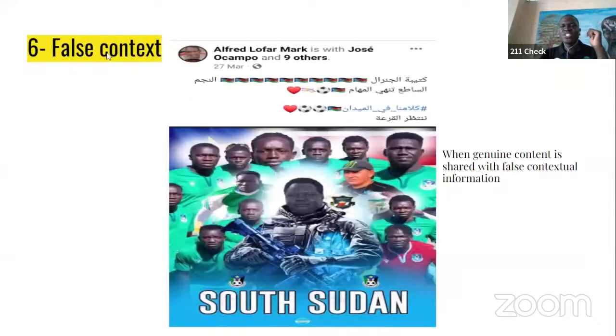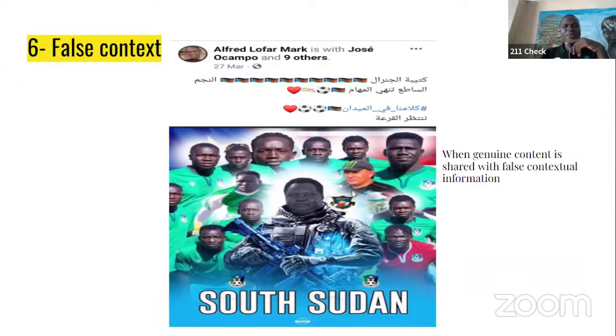And then here we have false context. This is when genuine content is shared with false contextual information. Now you could see this. This is the picture of the bright stars and the president of the South African Football Association. And we have some write-ups in Arabic and stuff like that.